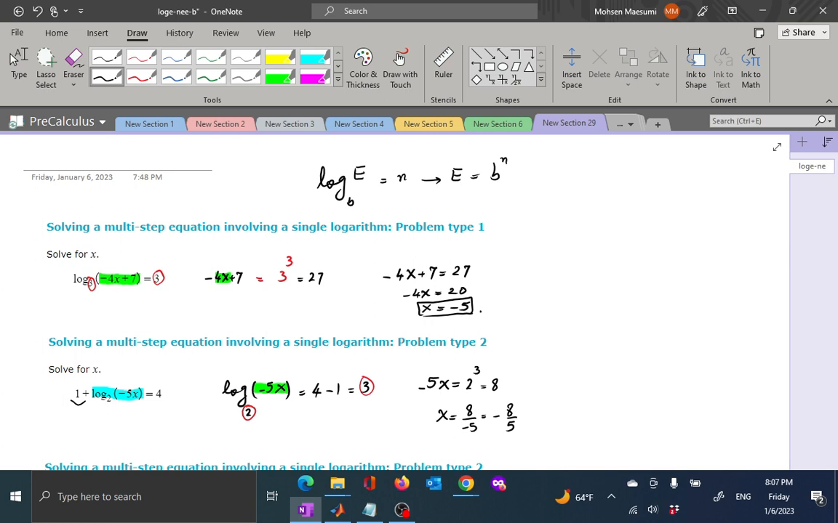We write it like that, and in the next stage we go ahead and clean out everything that is around the x here. We focus on that x. We have to subtract 7 from both sides and then divide by minus 4, and all the steps that are familiar to you from your algebra 1.